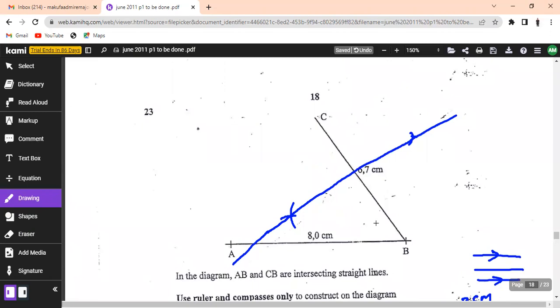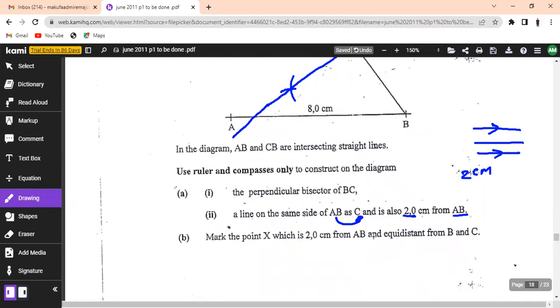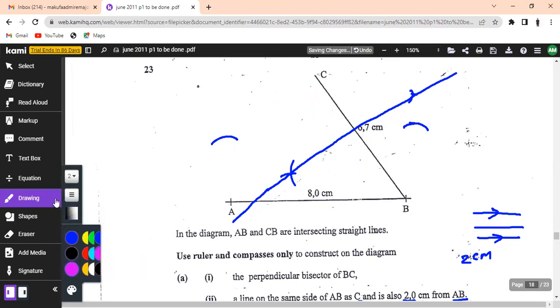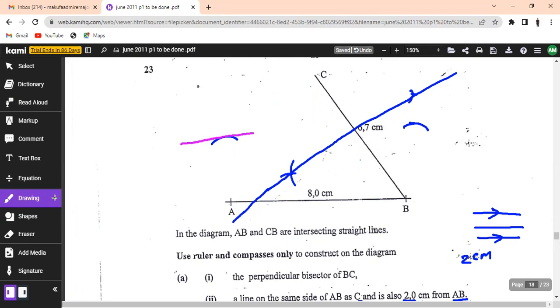So what you do, you measure 2 centimeters from your ruler. Then from this part, you construct an arc here. You measure 2 centimeters, you construct an arc there. Then you join the tops of this arc here and this one. Okay, so that's what you are going to do there. I don't know what you're going to have, but that's the illustration that I'm trying to do. I'm going to change this software, guys, so that we cannot have problems in the near future, but it was supposed to be something of this nature.